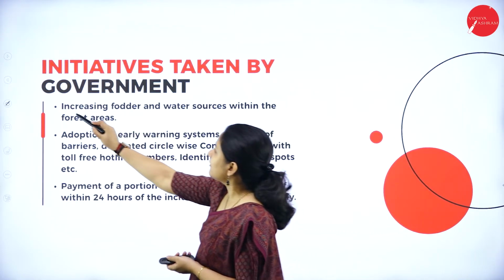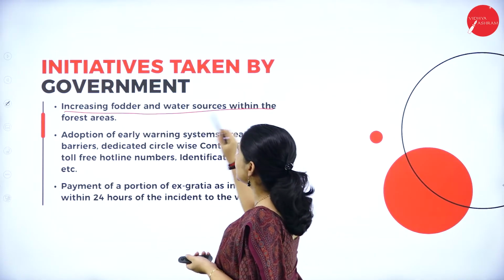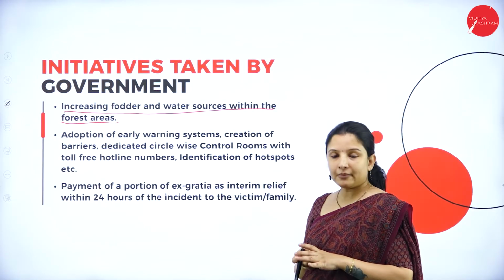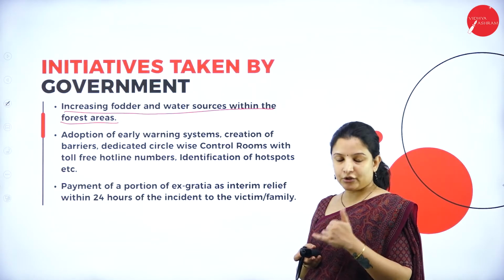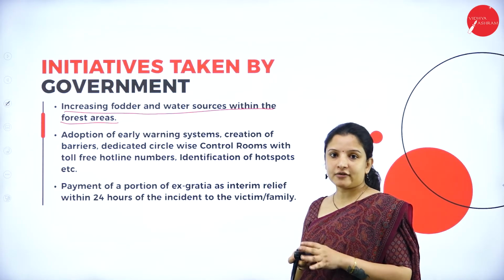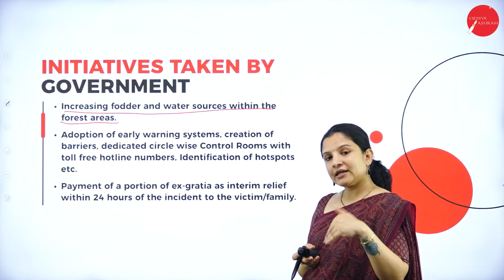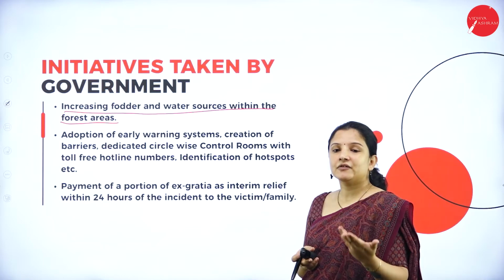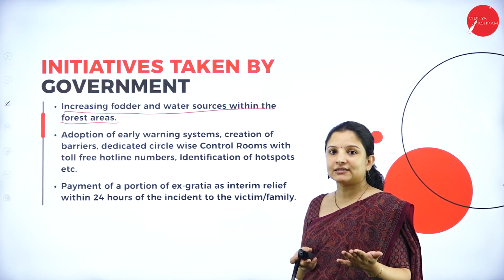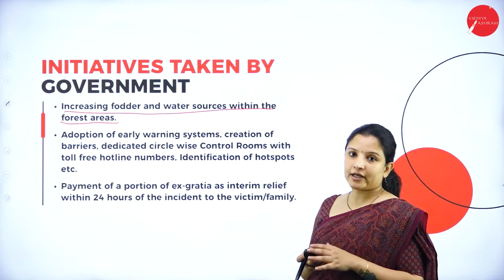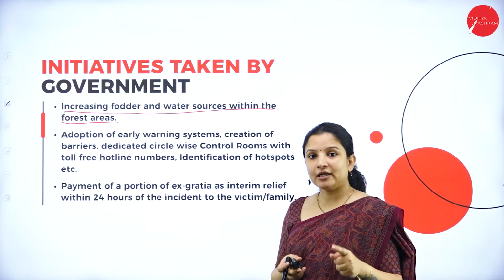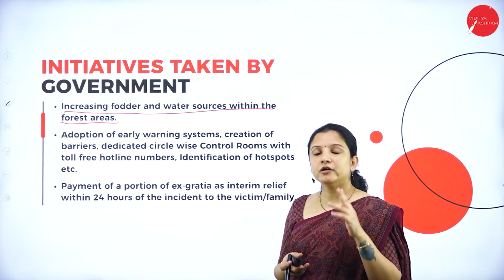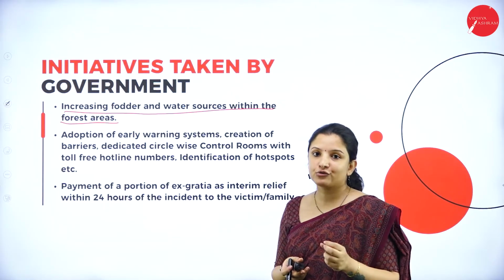Next is increasing fodder and water sources within the forest areas. So during summers, animals come into the villages or the human settlements in search of water and food. So instead, increase the number of water holes in the forest itself and increase the availability of food source in the forest itself, then these animals will not enter into villages. So that is why, if you remember, there was a time when the tribal people were not allowed to collect bamboo shoots from the forest.